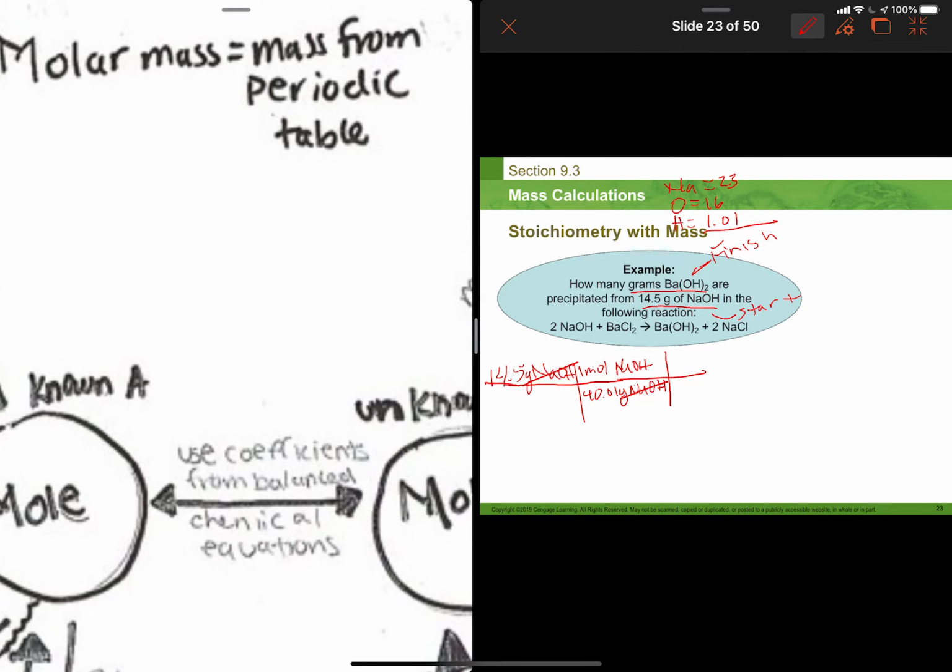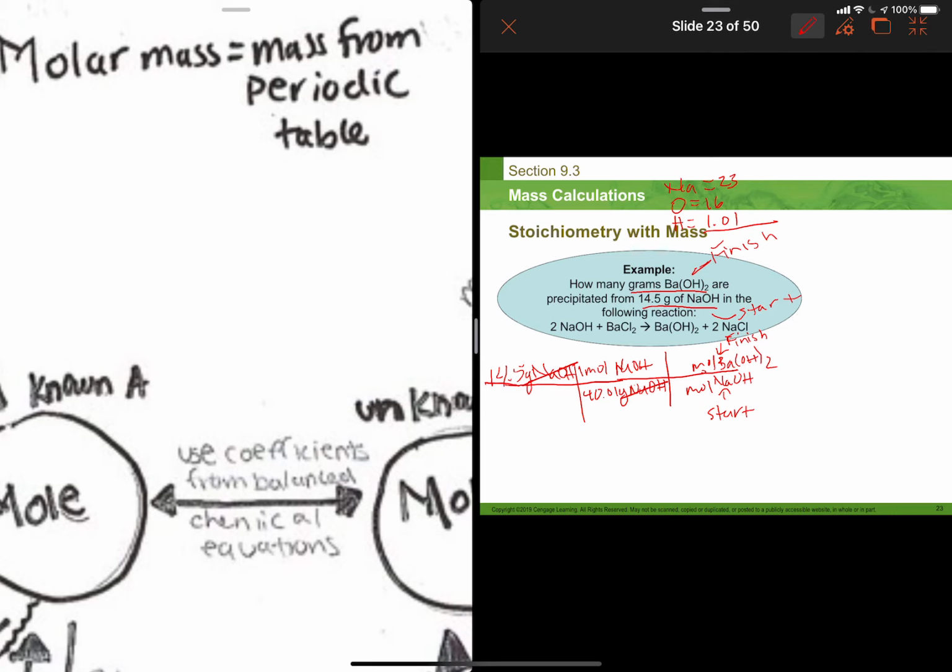Now we go from mole to mole. Remember, mole to mole means moles at the top, moles at the bottom. All right, so we remember the compounds. The only thing that's different is the compounds. So the compound at the bottom is always the one that we start with. Compound at the top is always the one that we finish with. Okay, so the one that we start with, as you can see, from 14.5 NaOH is NaOH, so NaOH has to be at the bottom. The compound that we want to finish with, it says how many grams of Ba(OH)2, so Ba(OH)2 has to be at the top.